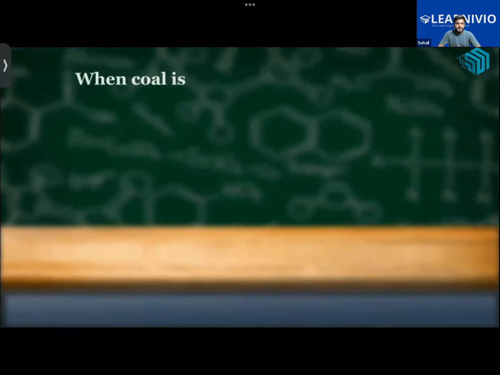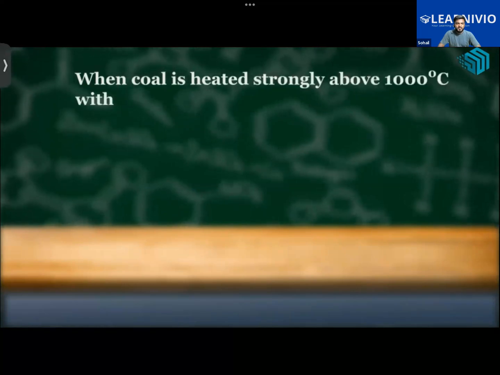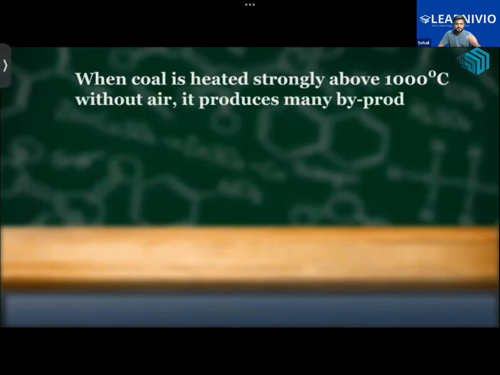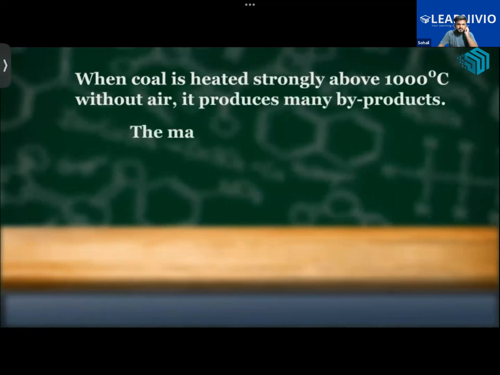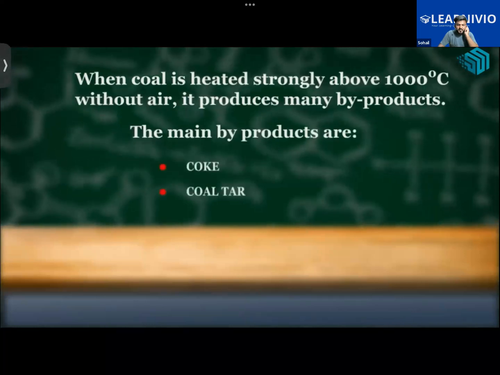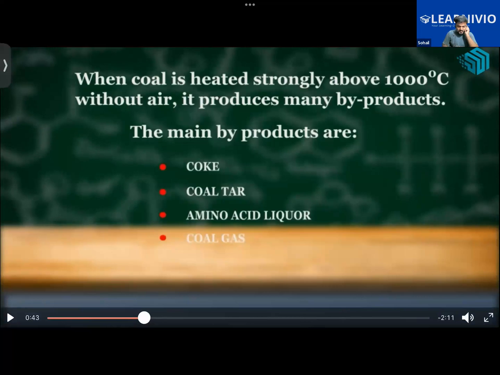When coal is heated strongly above 1000 degrees Celsius without air, it produces many byproducts. The main byproducts are coke, coal tar, ammoniacal liquor, and coal gas. The third one, ammoniacal liquor, is not important for you guys. You don't have to study it. You have to study about coke, coal tar, and coal gas only. That is only important.